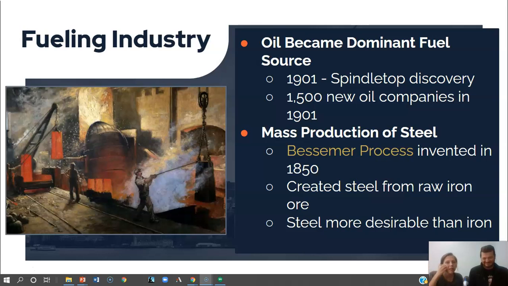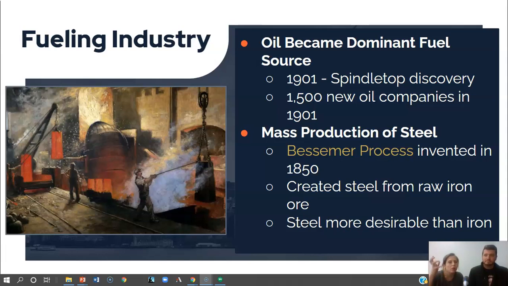So the Bessemer process is invented in 1850, and this is where they find a way to heat up iron and then remove the carbon from the iron, and that creates a much stronger metal, which is steel. Before this, they would build buildings and structures with iron, which is great because iron is strong on the first level and maybe the second level, but you really couldn't go above that because iron is really brittle. And also, it rusts, so it doesn't do well out in the elements.